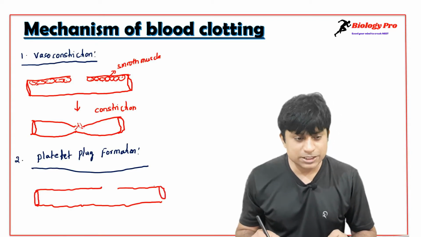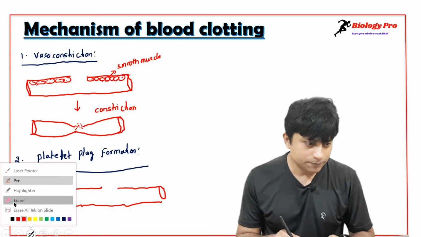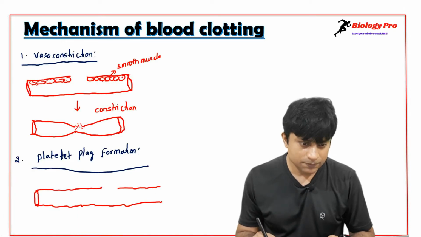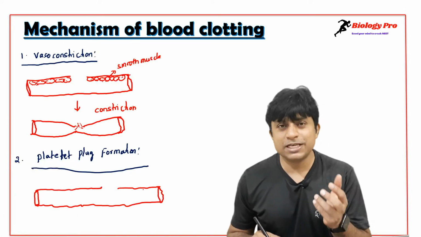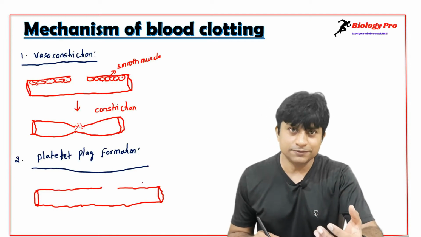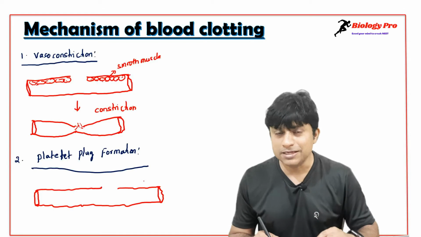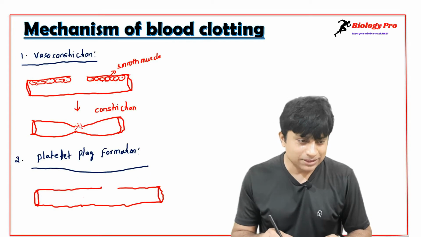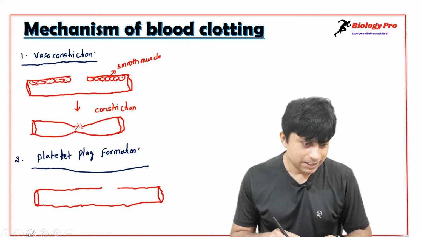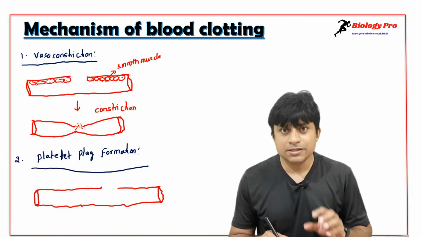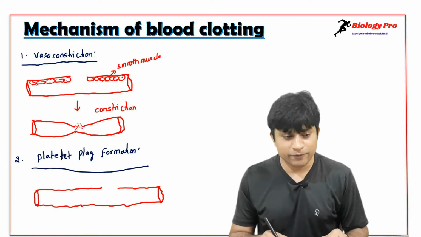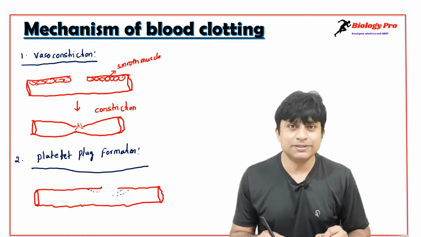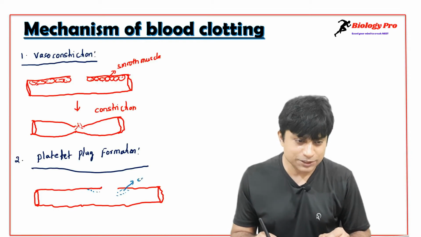Once the blood vessel is injured, I said the blood vessel has different layers: tunica externa, tunica media, and tunica interna. There is one layer which is called endothelium. The endothelium is made of squamous epithelial cells. So whenever this endothelium of the blood vessel is damaged, it exposes collagen.